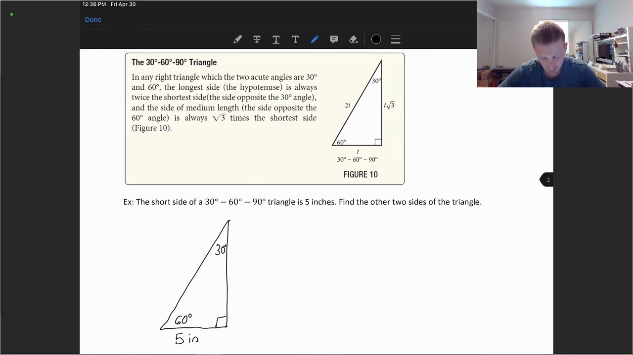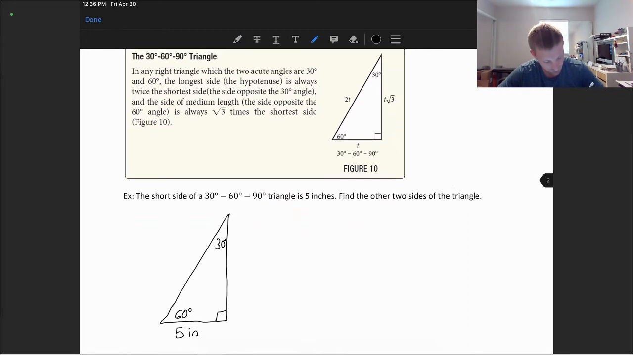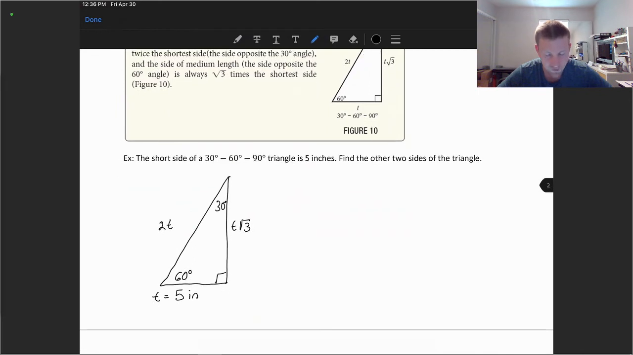So let's consider what this is. If this length is t, we know the hypotenuse is going to be 2 times that length t, and my long side is going to be t roots of 3. We'll keep that ratio for any 30, 60, 90 triangle, and this is no different. So if t is equal to 5, that short side, our hypotenuse is 2 times t, which would give us 10 inches.